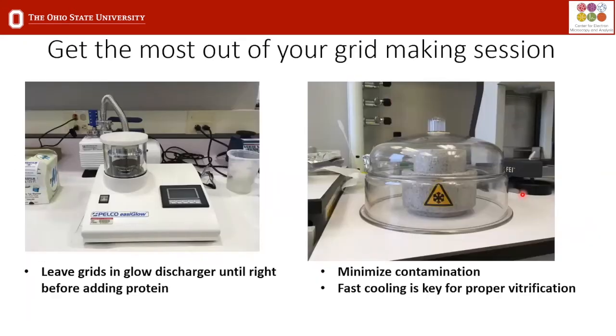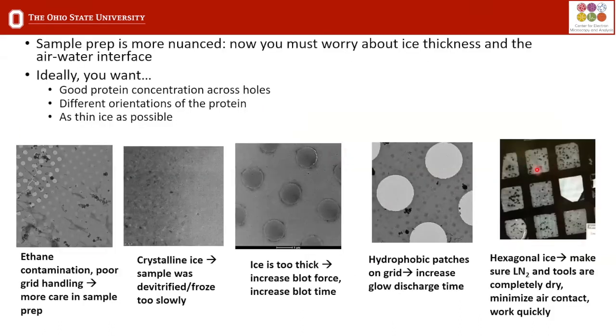When you're here, you want to get the most out of your grid making session, so you want to give yourself the best chance of success. Some things you can do to minimize contamination are to keep your grids covered as much as possible. I usually leave the grids in the glow discharger until right before I'm ready to use them, and I always cover my ethane when I'm not actively using it. By keeping your grids and your ethane covered, you can hopefully minimize some of this type of contamination.